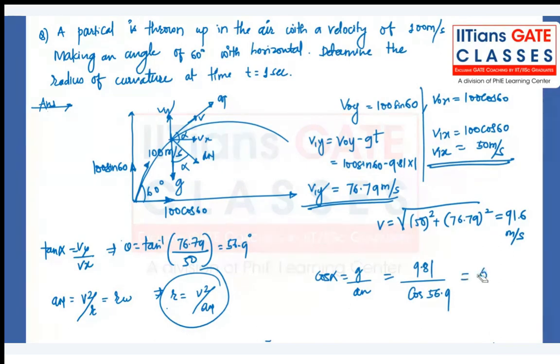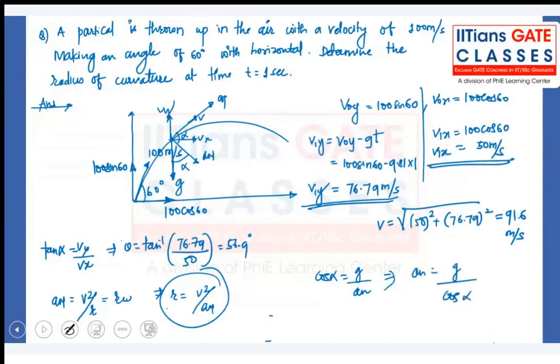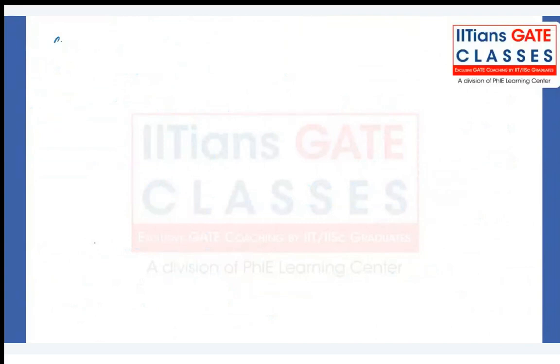Keep it as it is, and from this you calculate An is equal to g divided by cos of alpha. Let me go to the next page. 9.81 divided by cos of 56.9, I think you will get 5.36 something.